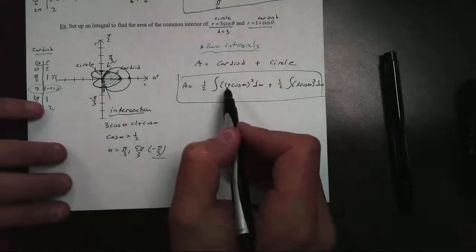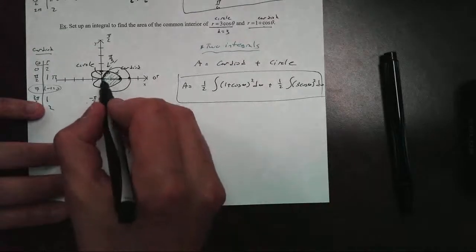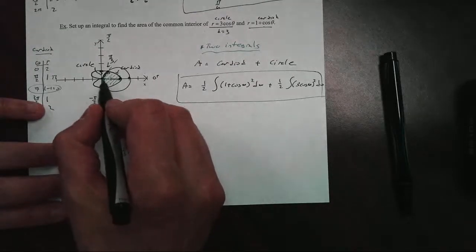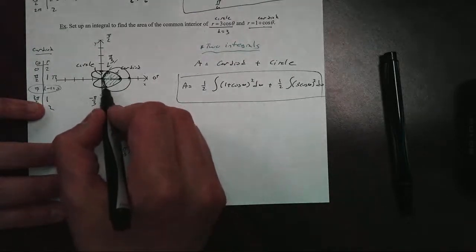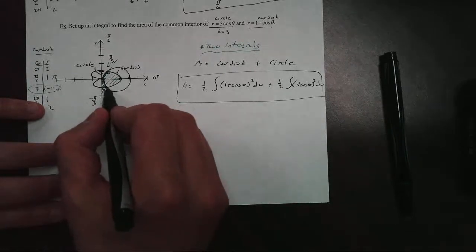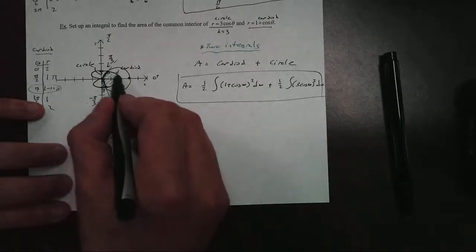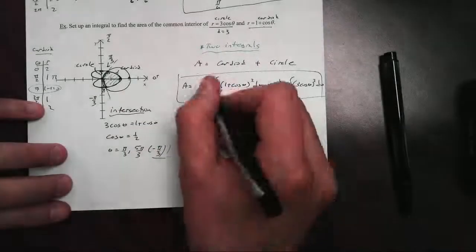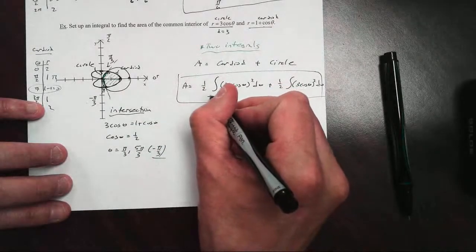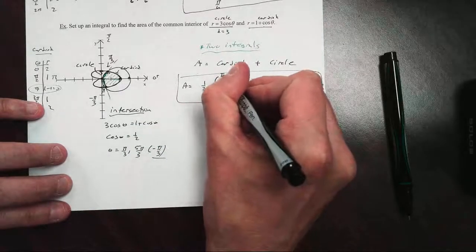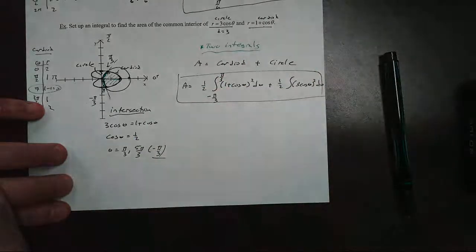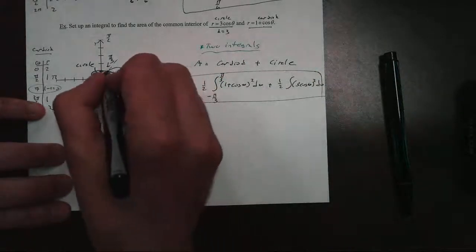So let's talk about the cardioid. For the cardioid, if I extend my radial arm, my magic windshield wiper, from here to here, I'm on my cardioid from negative pi over 3 all the way to pi over 3. So the cardioid is pretty easy. It's just going to go from negative pi over 3 to positive pi over 3. Now, the circle is a lot tougher, because for the circle, I'm going to start at pi over 3.